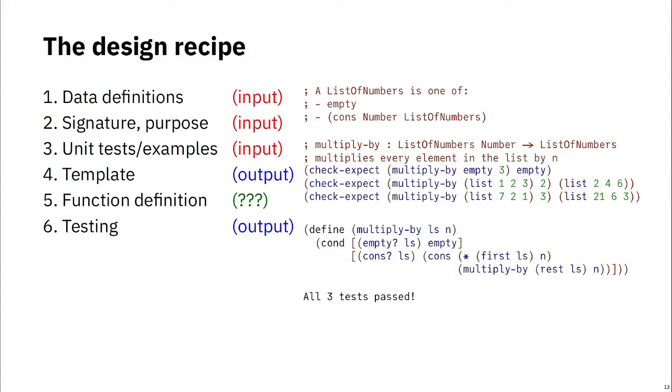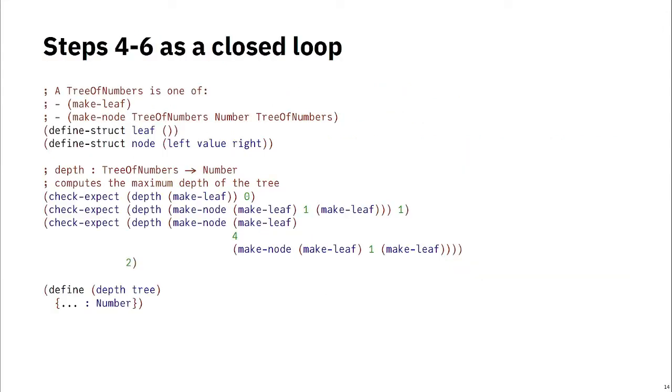The template is entirely determined by step 2, the signature, and testing is merely the result of running the program. The question is what to do about step 5, our function definition, where we fill in all the holes provided by the template. We then create steps 4 to 6 as a closed loop, which is our contribution with Bingus.